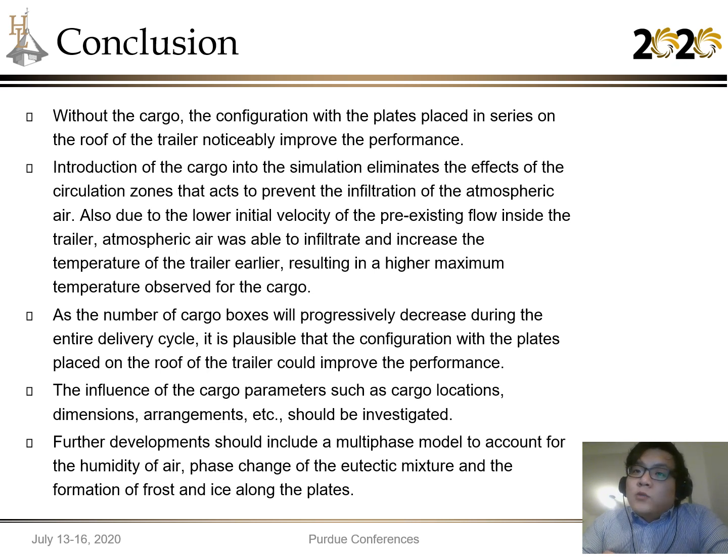However, as the number of cargo boxes will progressively decrease during the entire delivery cycle, it is plausible to assume that the configuration with the plates placed on the roof of the trailer could improve the performance over time, as the circulation zone that we're seeing without the cargo will progressively emerge as the number of cargo boxes decreases. The influence of cargo parameters such as cargo locations, dimensions, and arrangement should also be investigated, as we've seen that these parameters have significant impact on the pre-existing flow before the door opening period, which has an impact during the door opening period as well.